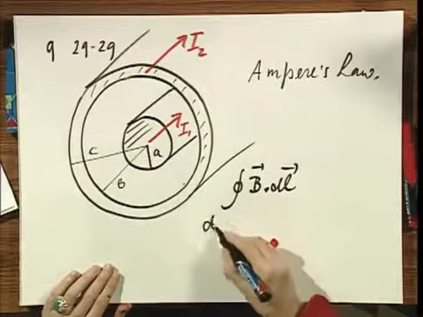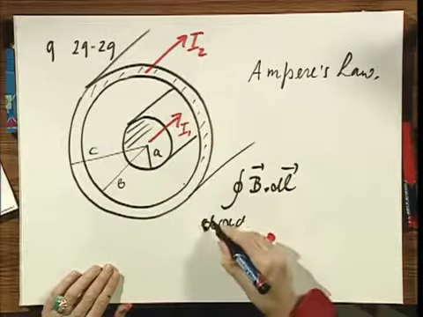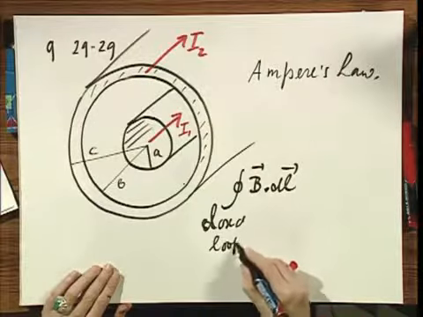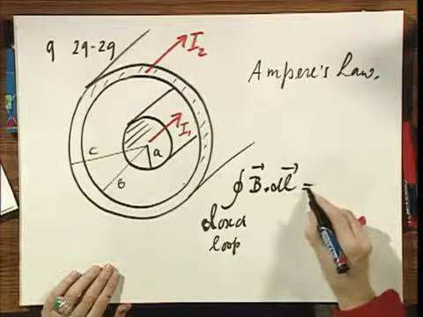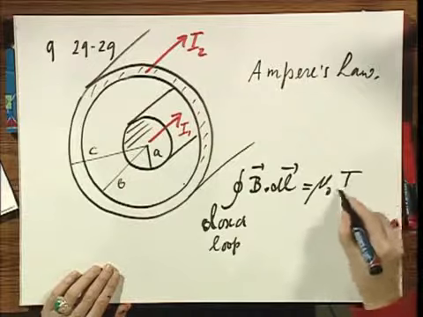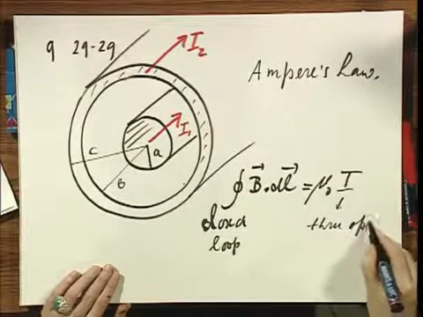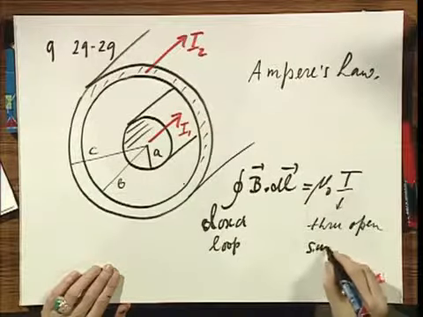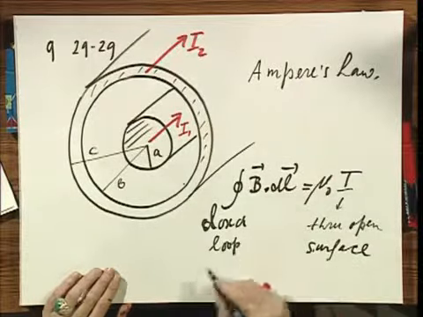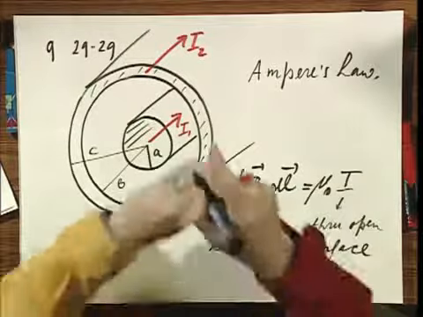over a closed loop equals mu 0 times I, and I is through an open surface attached to that loop. I cannot stress this enough, because almost all books really explain this incorrectly. The correct way of thinking about it is the following.